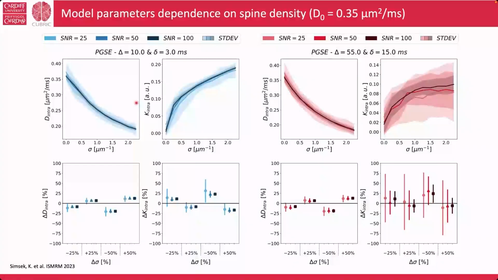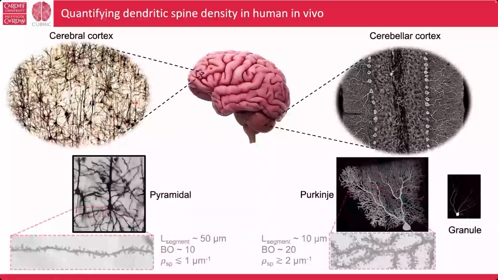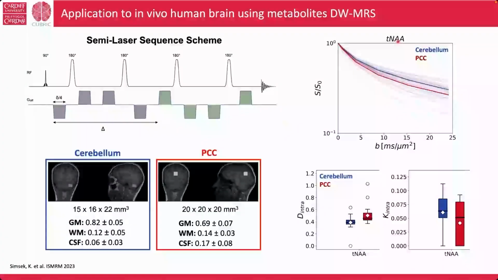We have already done it with a Prisma in collaboration with Francesca Branzoli, and we targeted cortex and cerebellum, where we know the cortex has half the spine density of the cerebellum. And so we measured the metabolites, so we can make the modeling simpler. This is the NAA in the two regions, and you can see that the cerebellum, with the higher spine density, had the higher kurtosis compared to the other.